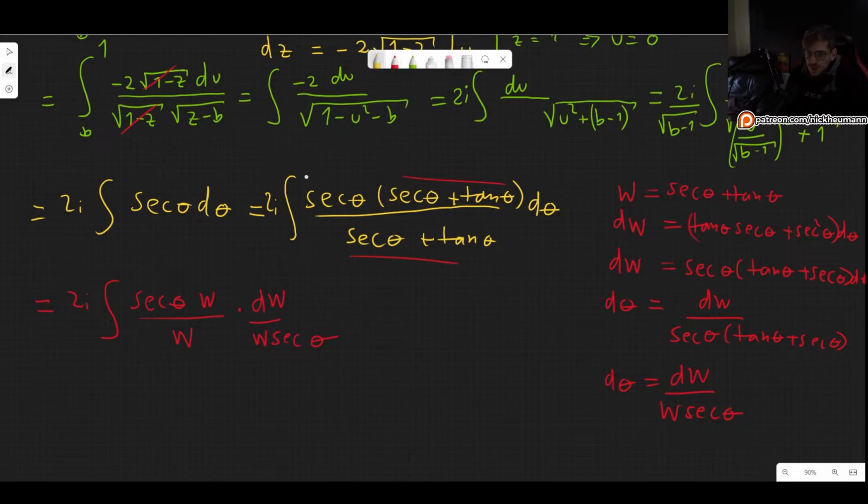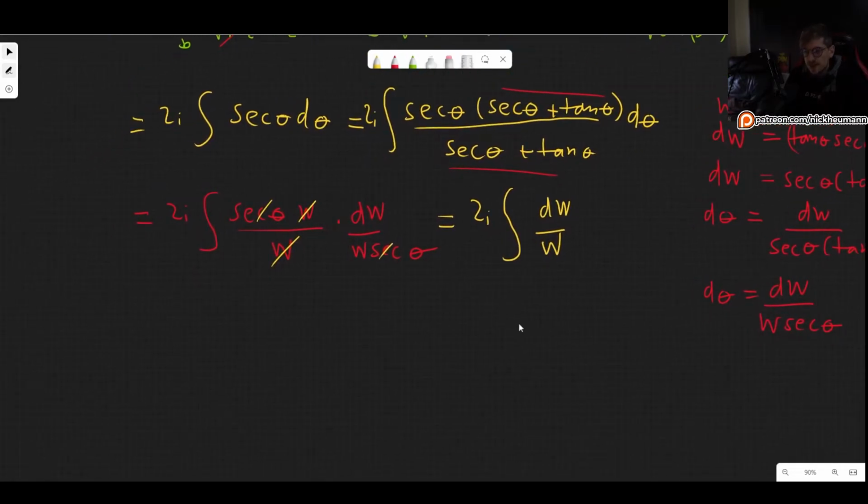So this was a very intricate way because these w's cancel out and these secants cancel out. So this was all just so that we could simplify and cancel out that secant, and now we have the integral of dw over w. There we go. And this integral is very, very easy. Okay, this is now something we can solve.